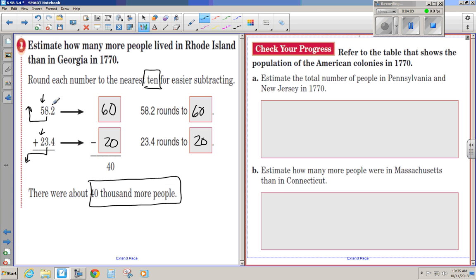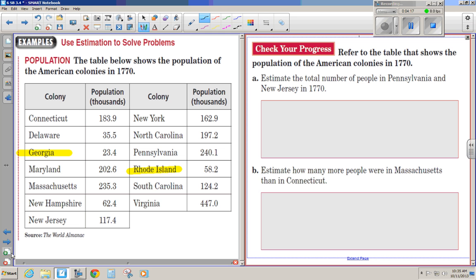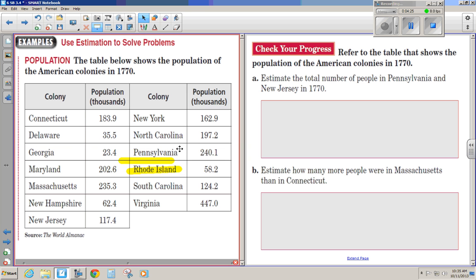All right, let's do some of these now on our own. Refer to the table again. Estimate the total number of people in Pennsylvania and in New Jersey. So we're now using Pennsylvania and New Jersey.